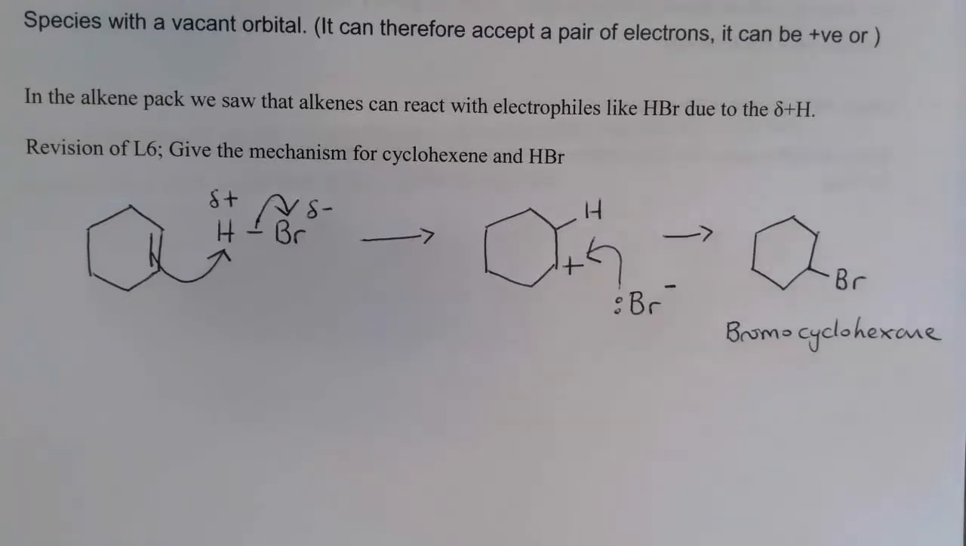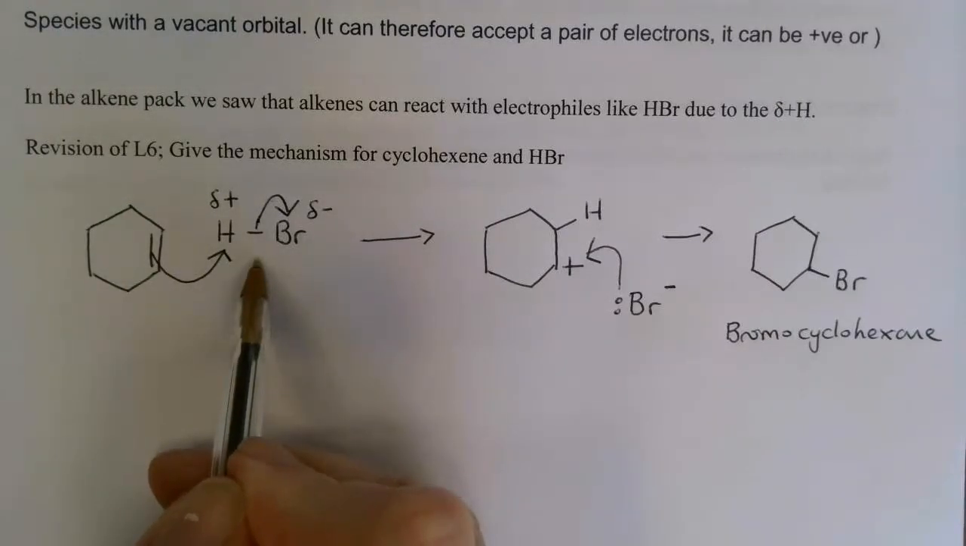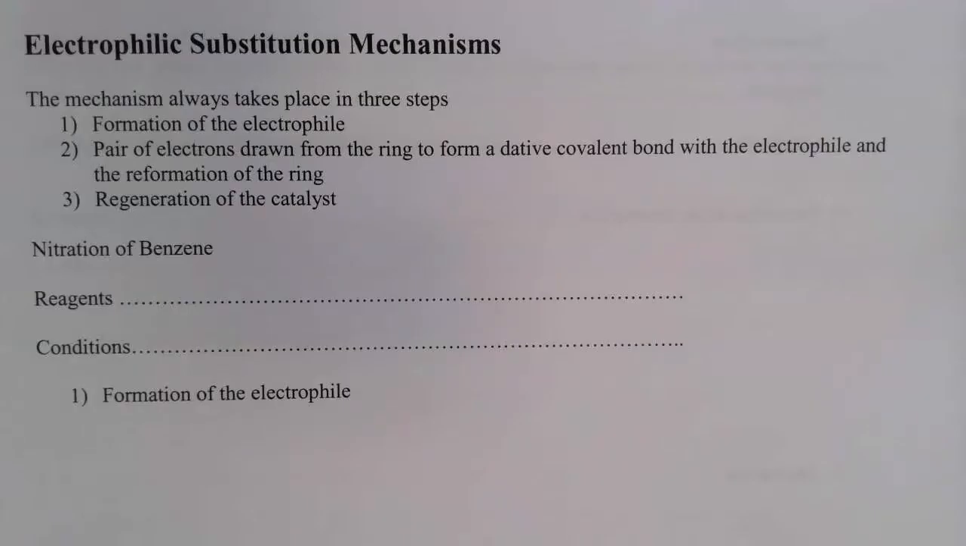Now this works very well for electron-rich double bonds. It doesn't work very well for benzene. So benzene is not going to be able to react with hydrogen bromide in this way. So instead, most of the mechanisms are electrophilic substitution mechanisms, where we're substituting the hydrogen on the benzene ring for something else. And these mechanisms always take place in 3 steps. You form the electrophile, then the pair of electrons is drawn from the ring to form a dative covalent bond with that electrophile, and then the ring is reformed, and lastly we get the regeneration of the catalyst.